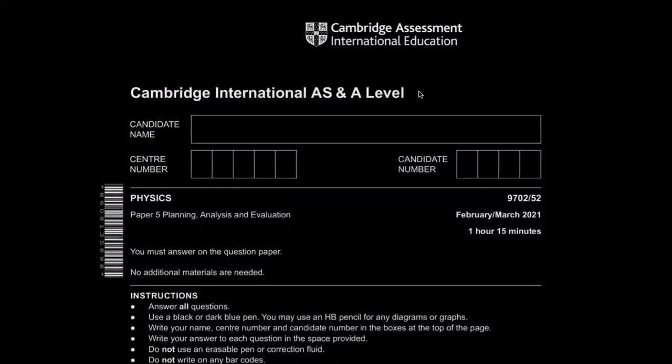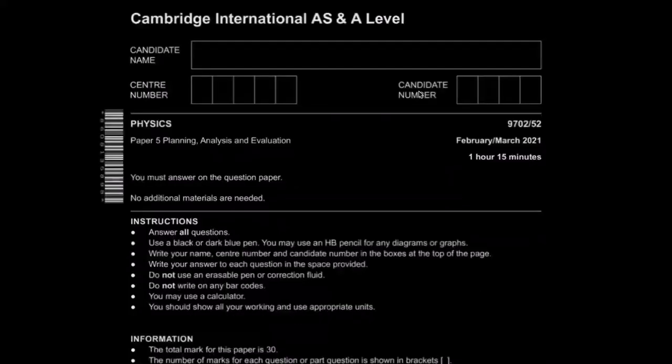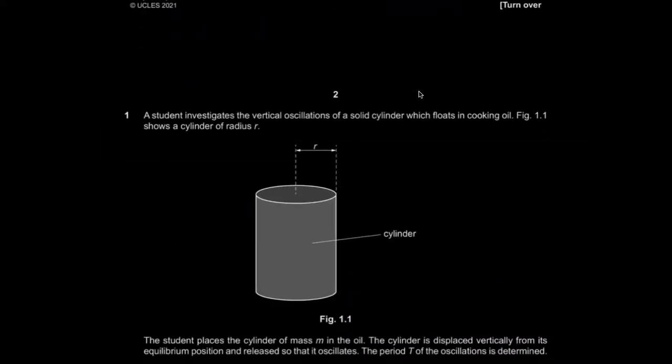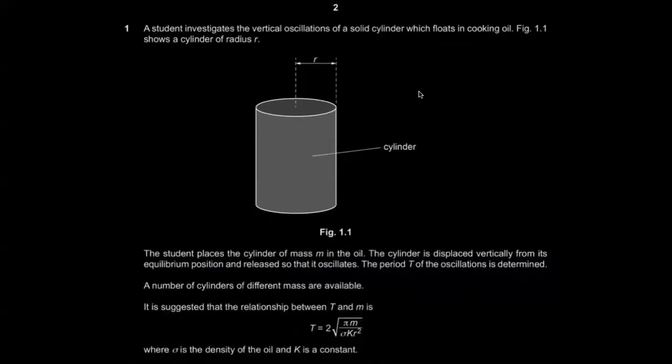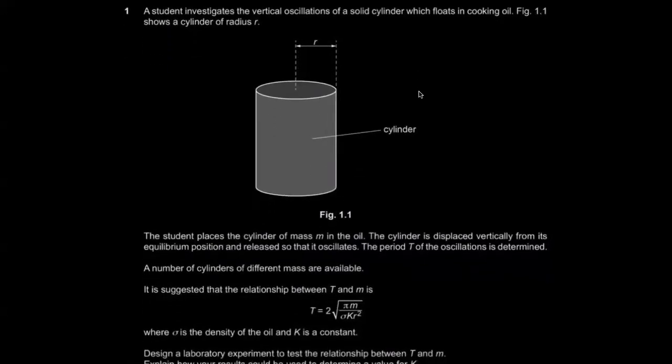So let's have a look at the first question. So this is the first question. A student investigates the vertical oscillations of a solid cylinder which floats in cooking oil, right? This part is important, that it is floating in the oil.